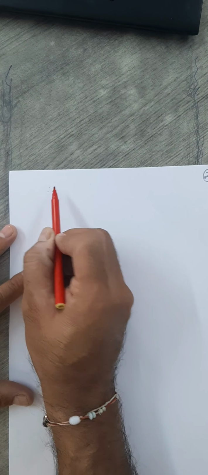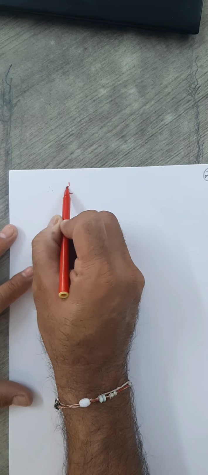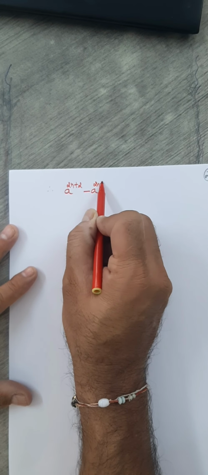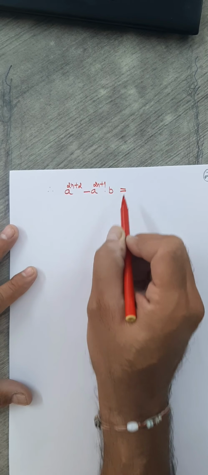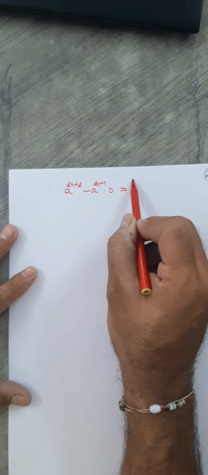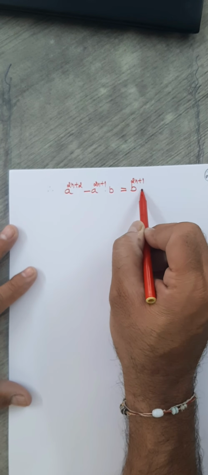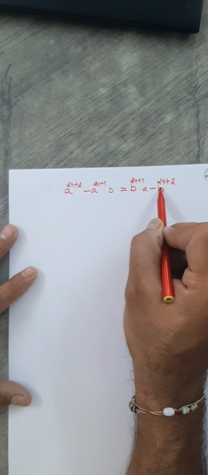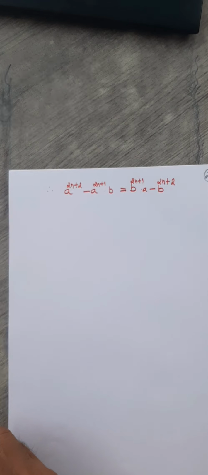So let me rearrange. So here a raised to 2n plus 2 minus a raised to 2n plus 1 into b, that is equal to, on the other side, b raised to 2n plus 1 into a minus b raised to 2n plus 2. Just observe as I explained in the previous step.